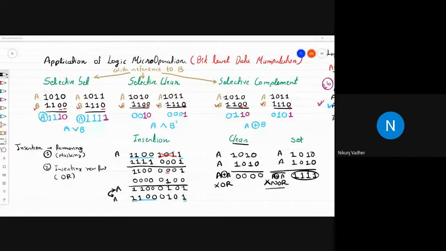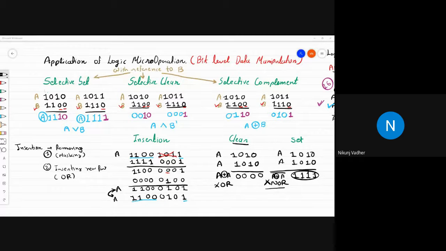Clear? Yesterday, someone asked me, sir, what is the application or how will insertion be performed? And one student asked if we can have an example of this. So this is insertion. Insertion will be performed in two steps: removing, meaning masking, and then ORing.